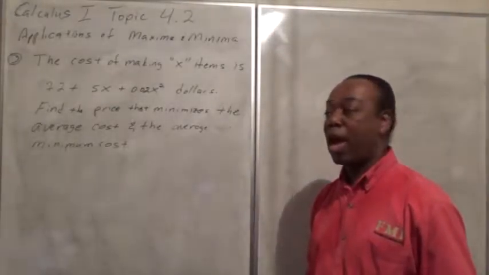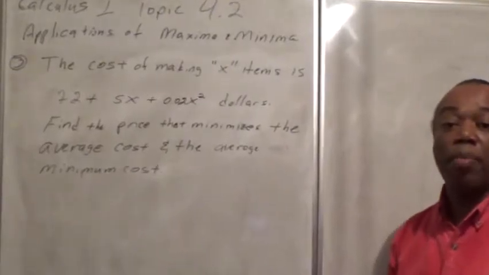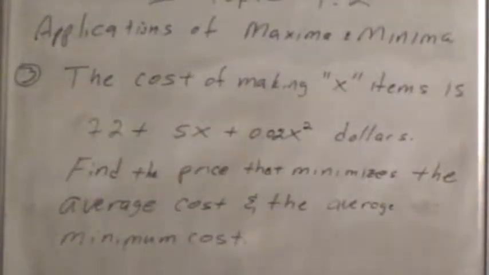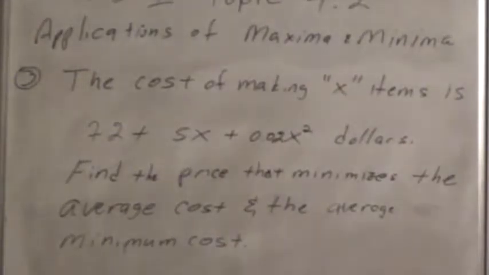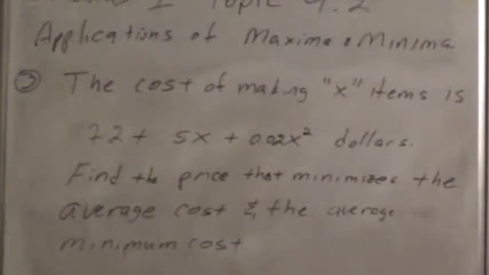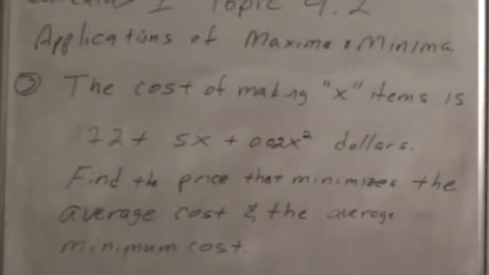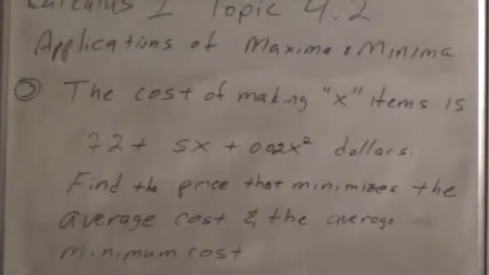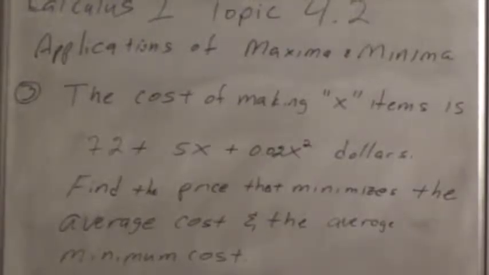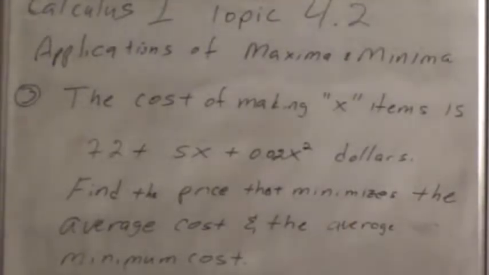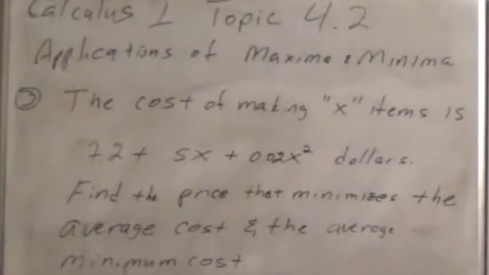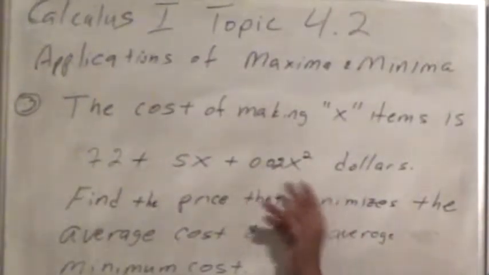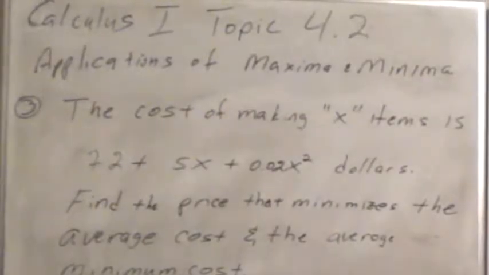3.2 Applications of Maxima and Minima. Problem number 3. The cost of making X items is described as 72 plus 5x plus 0.02x squared dollars. We want to find the price that minimizes the average cost and the average minimum cost itself. First, let me describe a little bit about what this equation is probably saying.